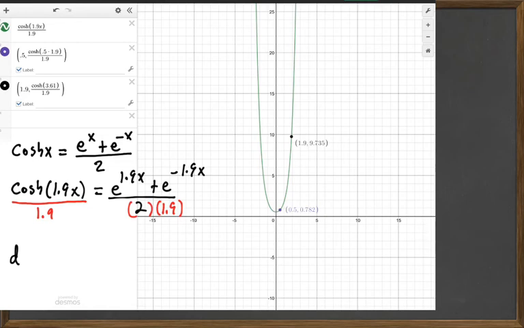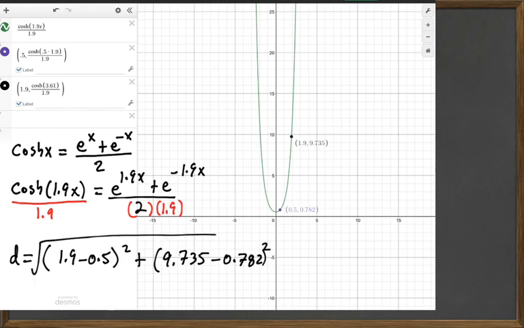Now, like in the last examples I did, I'm just going to take the two endpoints and find the distance between those two endpoints, and that can give us a reasonable estimate. Well, I don't know if it's necessarily reasonable, but we can compare it with the actual arc length and see how close they were. And maybe you can use that to see if you have a reasonable arc length. All right, so we're going to find the distance between those 2 points. So the square root of 1.9 minus 0.5 squared plus 9.735 minus 0.782 squared. That's going to be approximately 9.061.